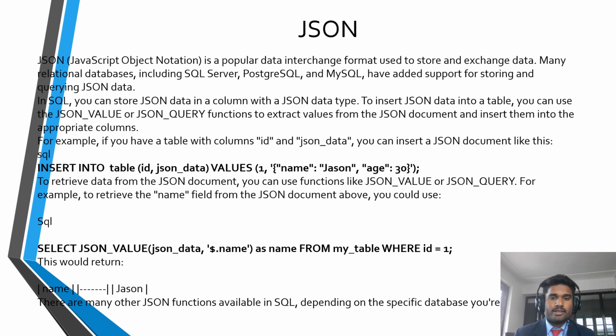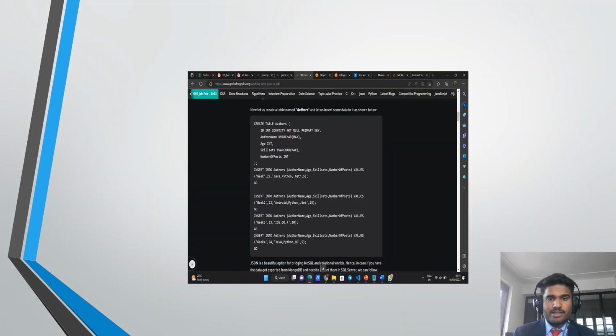Okay, in SQL you can use another type. Here, just SELECT JSON_VALUE, the JSON data, and then specify the dollar symbol dot name as name from the table where id is equal to 1. This would return the name, and it's the type of column we can get. Okay, and here is some screenshot for JSON.